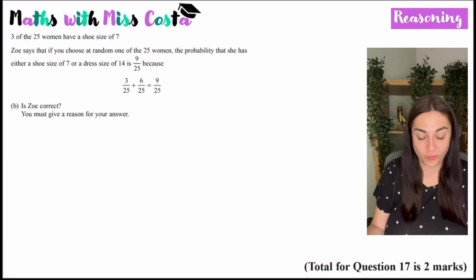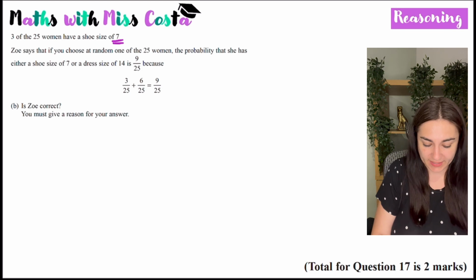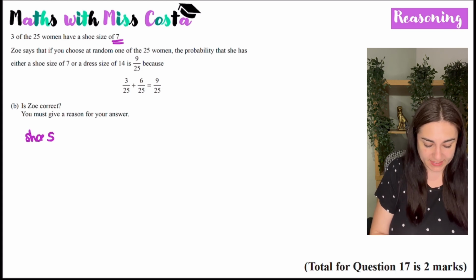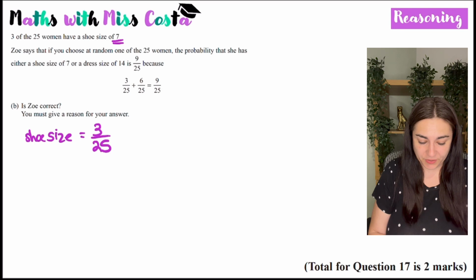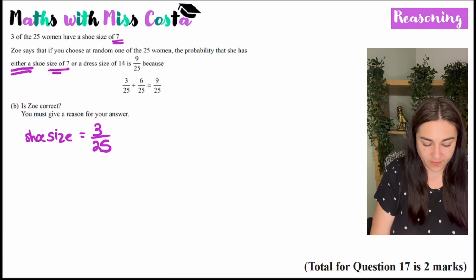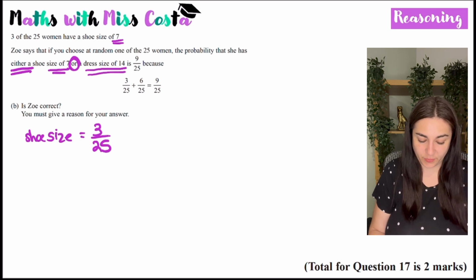Okay, so now we have a reasoning question. It says 3 of the 25 women have a shoe size of 7. So the probability of getting a shoe size of 7 is 3 out of 25. Zoe says that if you choose at random one of the 25 women, the probability that she has either a shoe size of 7 or a dress size of 14 is 9 over 25, because 3 over 25 plus 6 over 25 is 9 over 25.